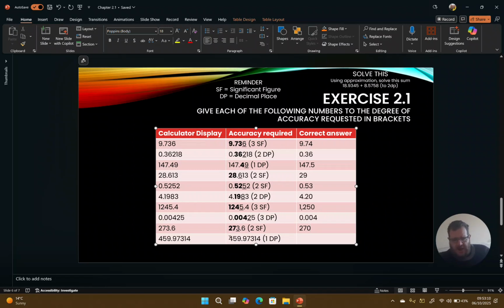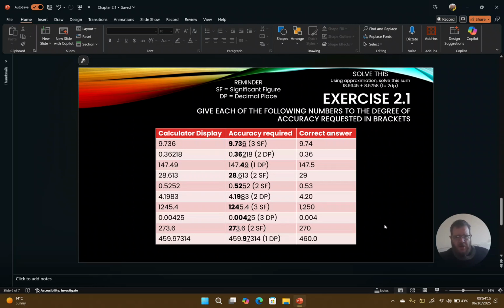Now the next one we're going to look at, which is the last one of them, is this number, 459.97314, to 1 decimal place. So we bold the 9 because that's what we're going to be leading up to. Put 459. It's an interesting one because 7 is greater than 5, so then that rounds up. But then because we've got another 9, we end up rounding up to 460, and then put a 0 at the end, to indicate that we've rounded to 1 decimal place.